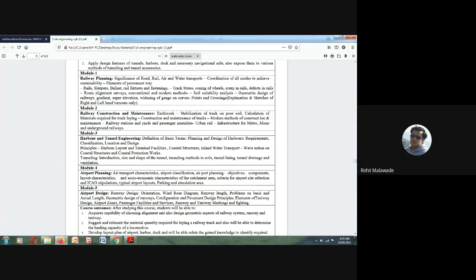In module two, we will be studying how we should do the construction and the maintenance of a railway track. In this, we will be studying what earthwork is. What do you exactly mean by earthwork? Then how we are going to stabilize a poor soil on a formation level. Then the calculation of materials required for track laying.